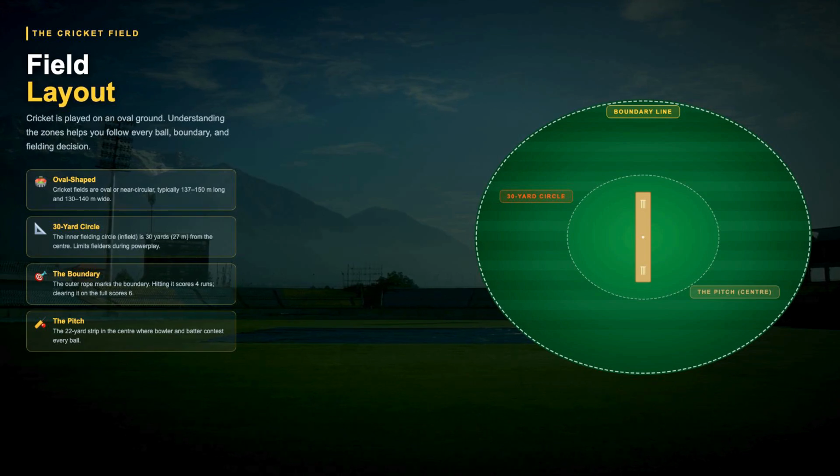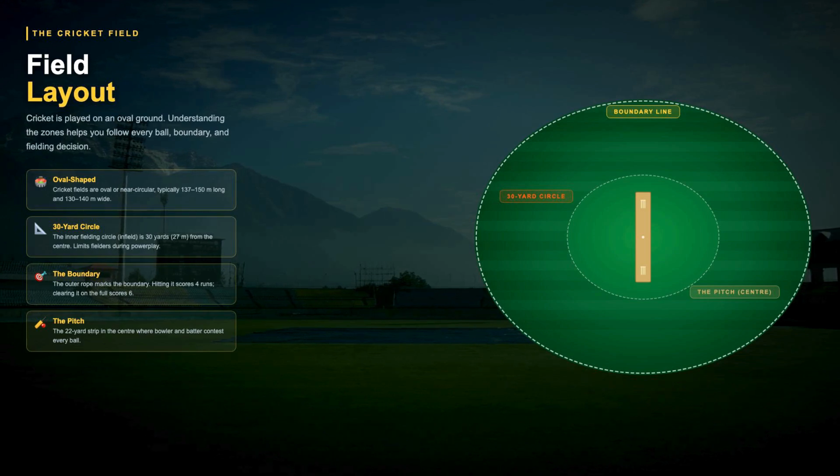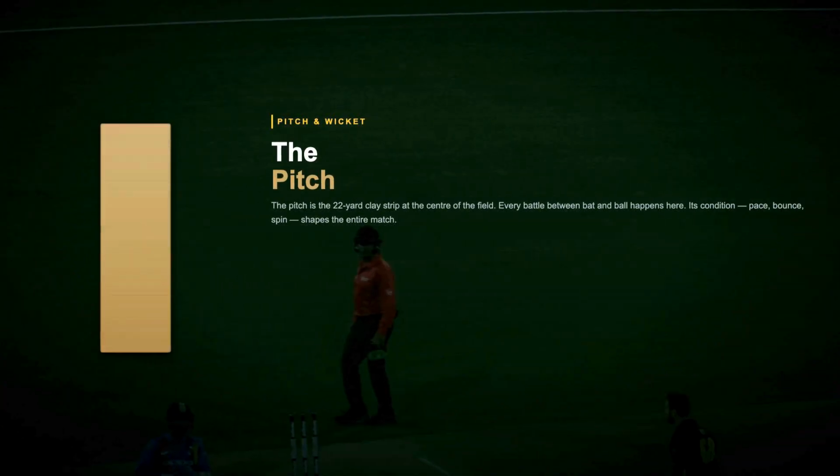Beyond the inner ring stretches the outfield, the wide expanse of grass between the circle and the boundary rope. And the boundary, that outer rope or painted line that marks the edge of the playing area, is perhaps the most important line on the entire field. When the ball crosses it, runs are automatically awarded, no running required. The ground is surrounded by a crowd in every international match, and the condition of the pitch and the outfield heavily influences the strategy of both teams.